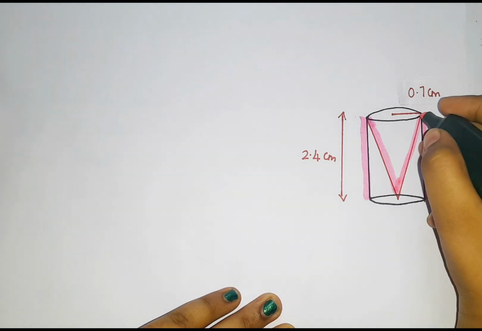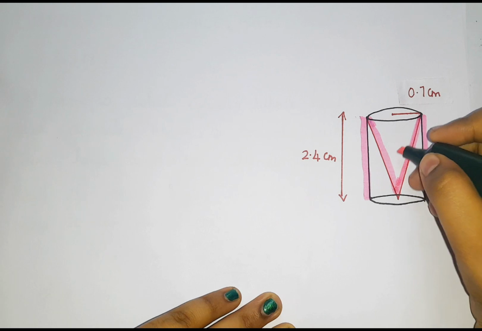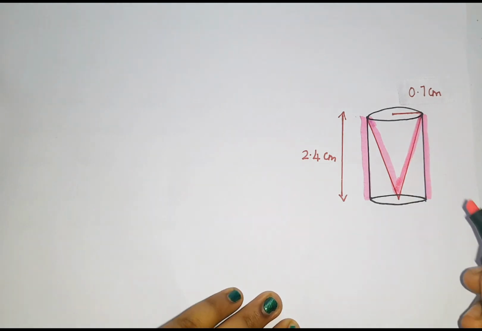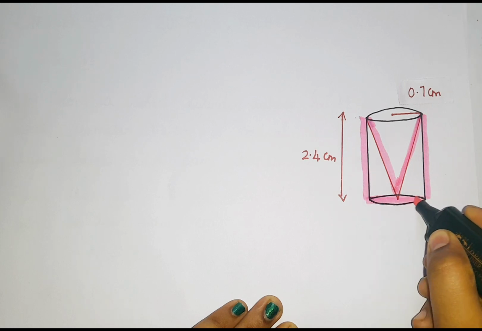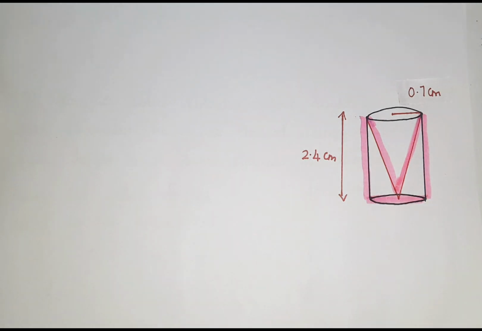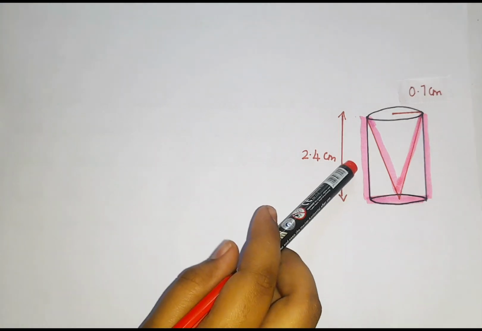Okay, so inside I am able to paint it. Am I right? So inside. And then will I be able to paint the base? Of course I will be able to paint the base as well. Okay, so these are the parts I am able to paint. Am I right? Since you guys know, I am able to paint the curved portion of the cylinder.